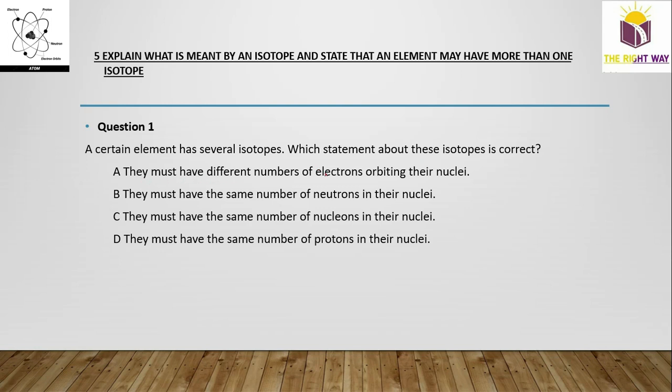They must have a different number of electrons orbiting the nucleus. No, electron and proton number must be the same. They must have the same number of neutrons in their nuclei. No, neutron numbers are different for isotopes. They must have the same number of nucleons in their nuclei. No, nucleon numbers are different because neutrons are different. They must have the same number of protons. Yes, this statement is correct for isotopes. They must have the same number of electrons.